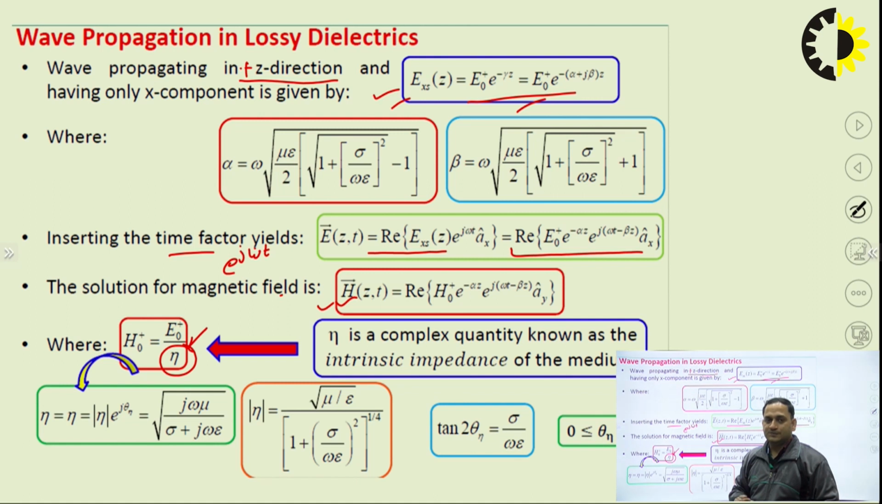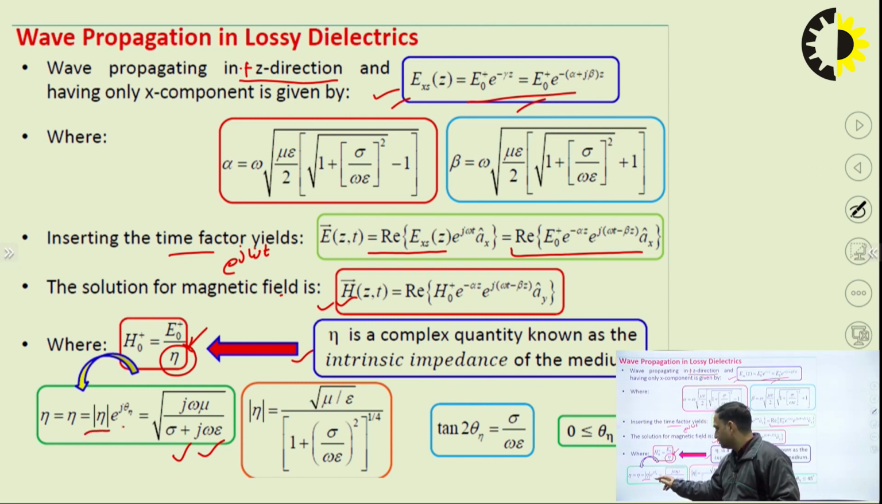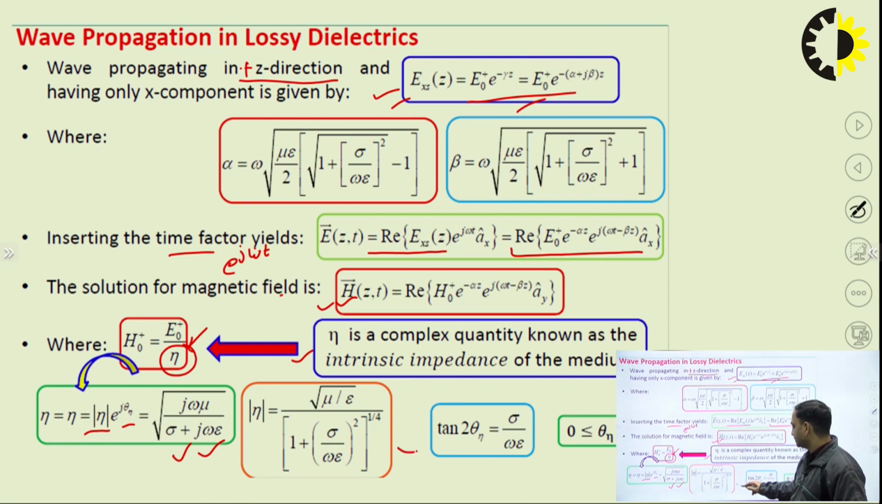Suppose the wave is propagating in the z direction. In this case E can be in the x direction and H will be in the y direction, or E can be in the y direction and H in the x direction, and vice versa. Then eta, a complex quantity, is known as the intrinsic impedance of the medium, and it is given by the root of j omega mu upon sigma plus j omega epsilon. When solving this equation for the magnitude and the angle, we derive these equations.